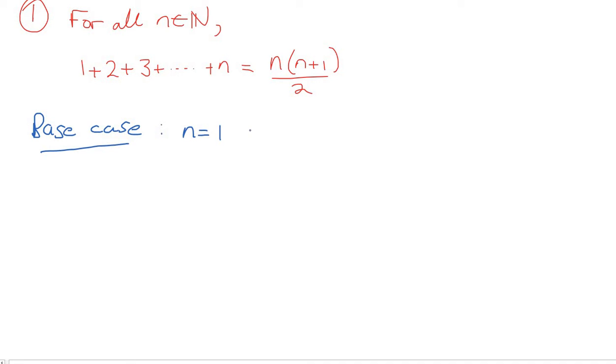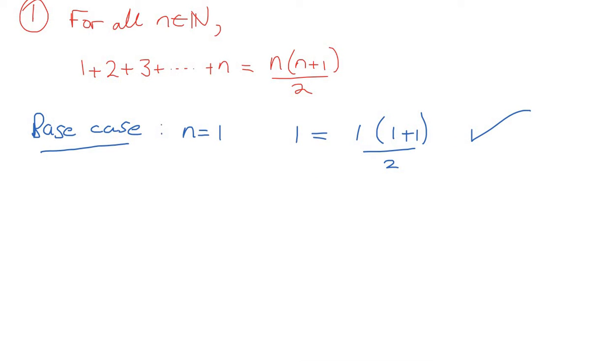So what we do is we plug this into the left and right hand side. On the left we're going to get 1, and on the right we're going to get 1 lots of 1 plus 1 divided by 2, and this right hand side is equal to 1 as well, because you get 1 times 2 divided by 2. So our base case is done.